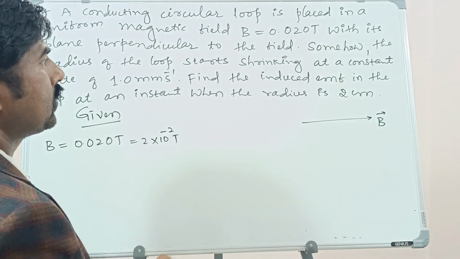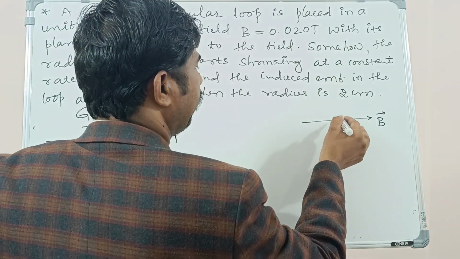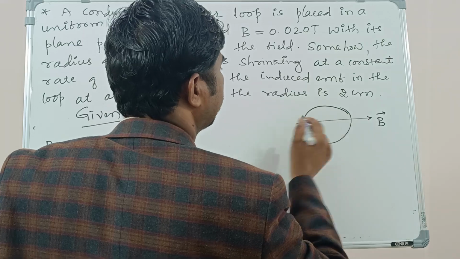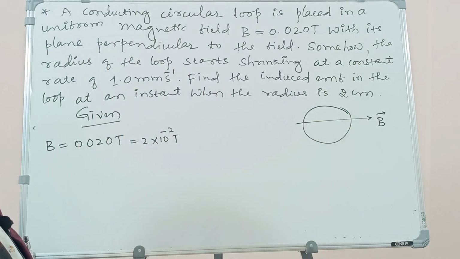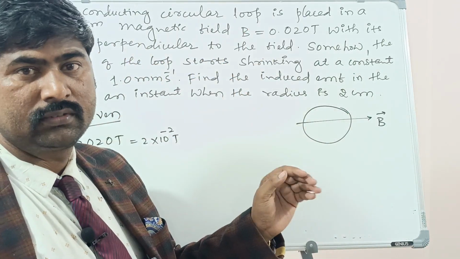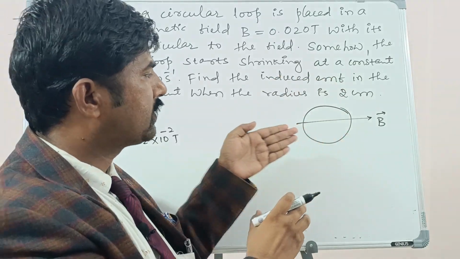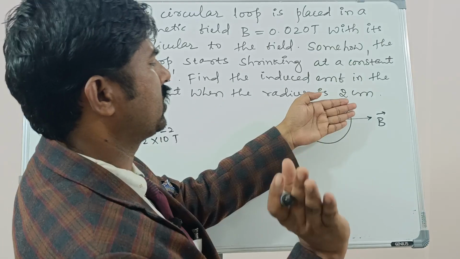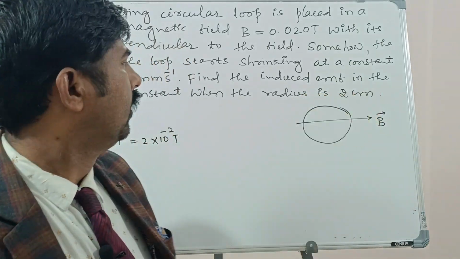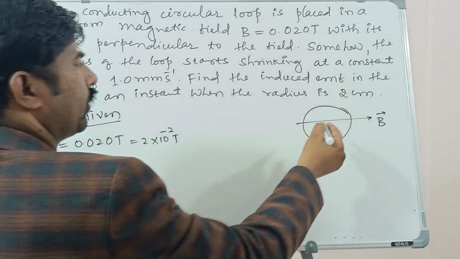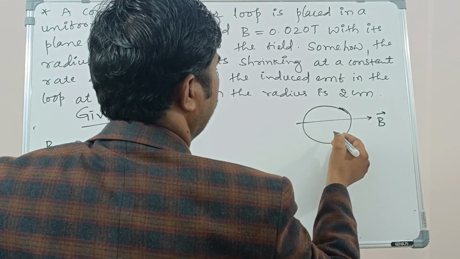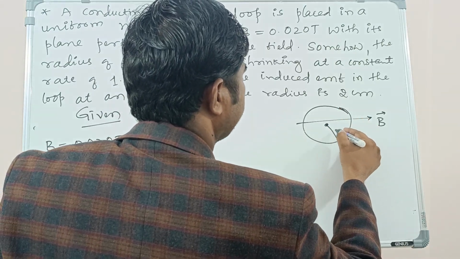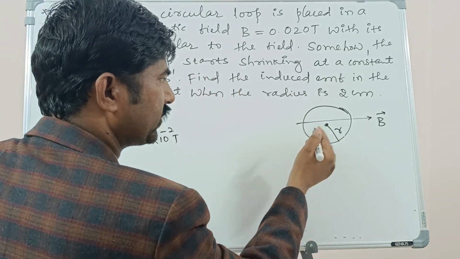In this magnetic field, the plane is perpendicular to the field. So this is the plane of the loop, and the magnetic field is going through it. The plane is towards you and the magnetic field is like this. Once the loop is placed in the magnetic field, what will happen? Let's say its radius is r. It is going to shrink.